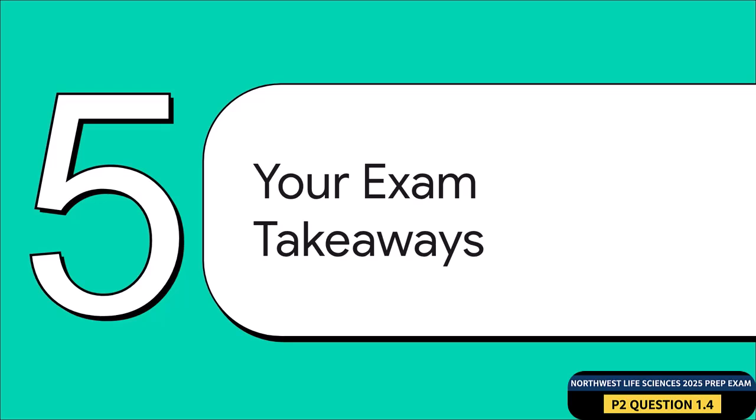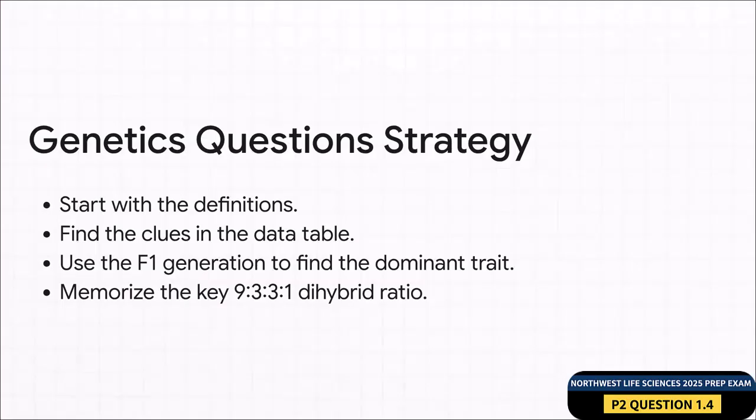We took that intimidating block of text, and we turned it into a series of simple logical steps. So what's our game plan for the next time one of these genetics questions pops up on your exam? Here it is. This is your strategy. First, always start with the definitions to bank those easy marks. Second, remember the data table is your best friend. It's holding all the clues. Third, use that F1 generation to quickly spot which trait is dominant. And finally, for those tricky dihybrid crosses, you have to memorize the 9:3:3:1 ratio. This is a solid strategy that's going to work every single time.